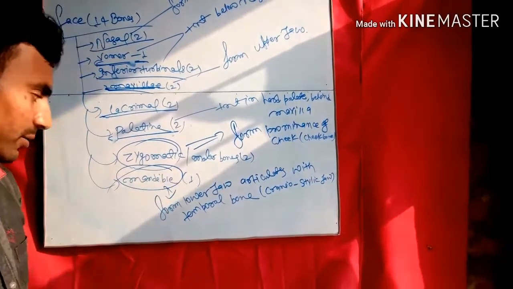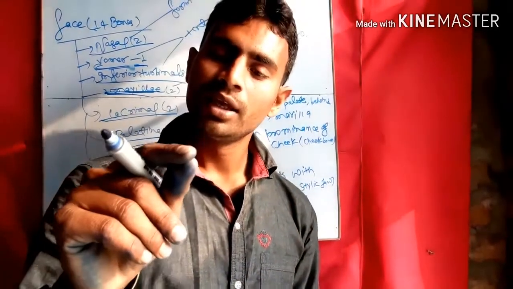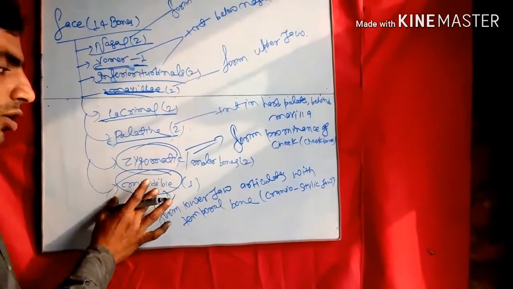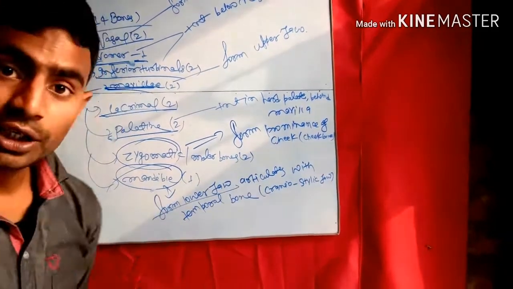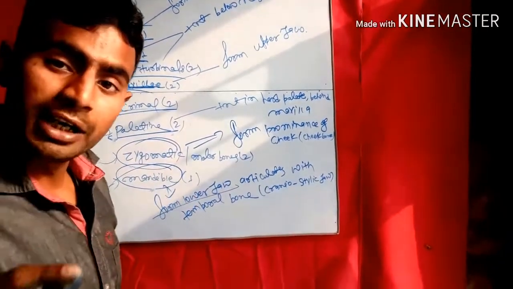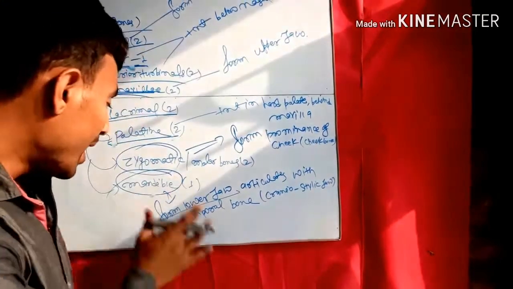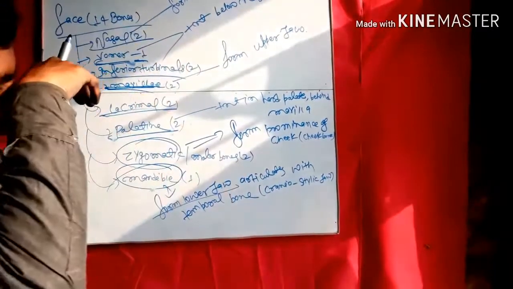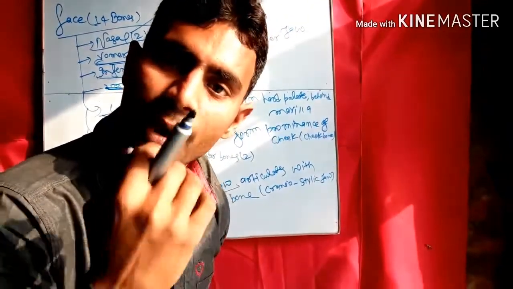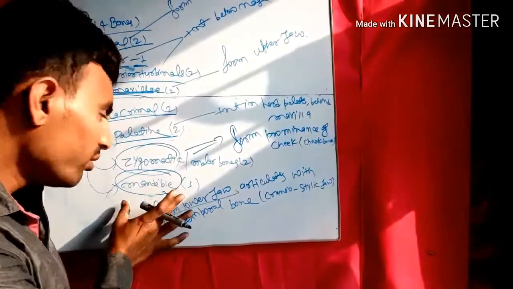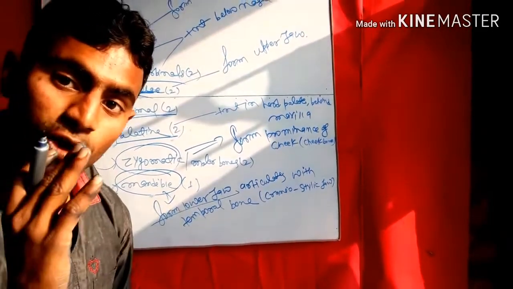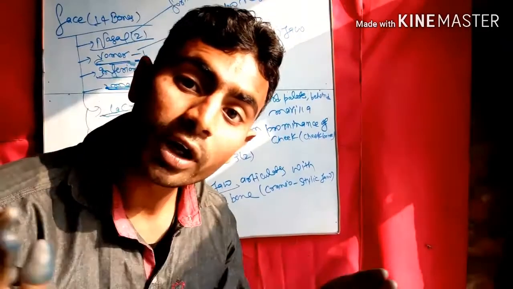Next is the mandible. The number of bone in the mandible is 1. This mandible forms the lower jaw, and it is very necessary to know that in the mandible the number of bone is 1, and the mandible forms the lower jaw. Maxilla forms the upper jaw, mandible forms the lower jaw, and this mandible articulates with the temporal bone.